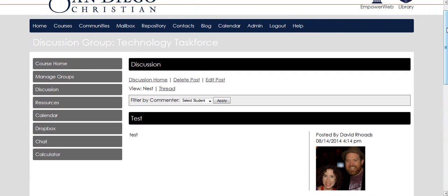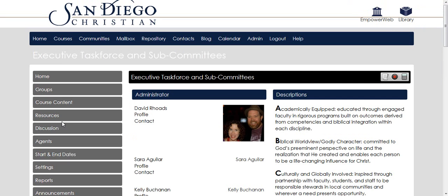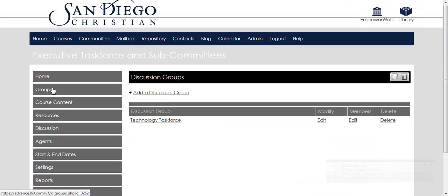And the outside discussion, as you first get into the community, the discussion on the front page, so if you go back to course home, just as a review, this discussion is seen by everybody that is enrolled, including your committee members and all staff and faculty. And then the discussions within your groups are the ones that only your specific committee sees.